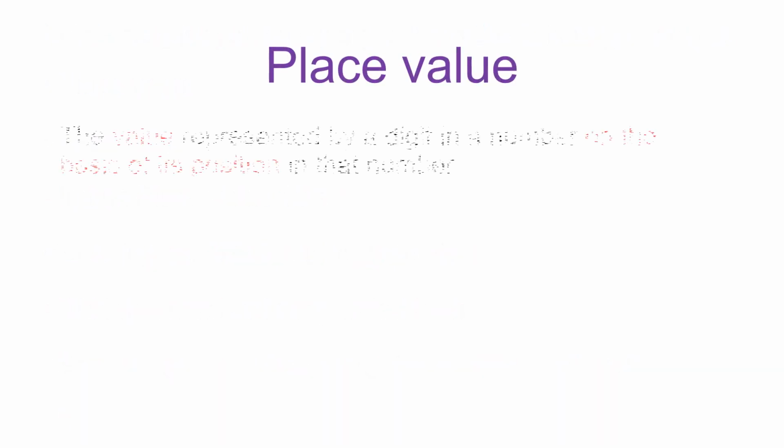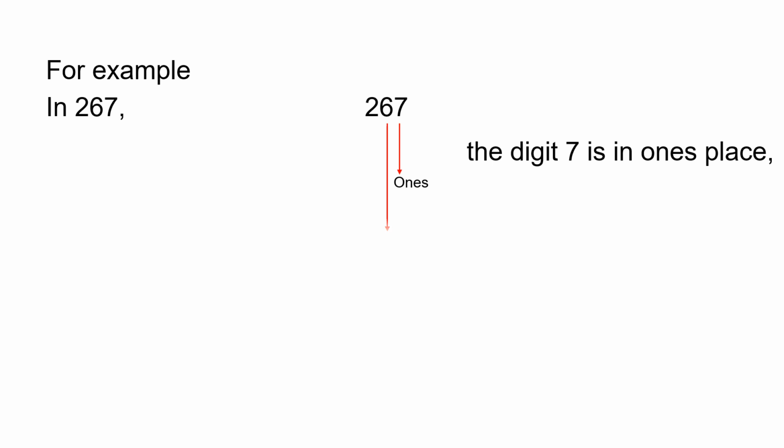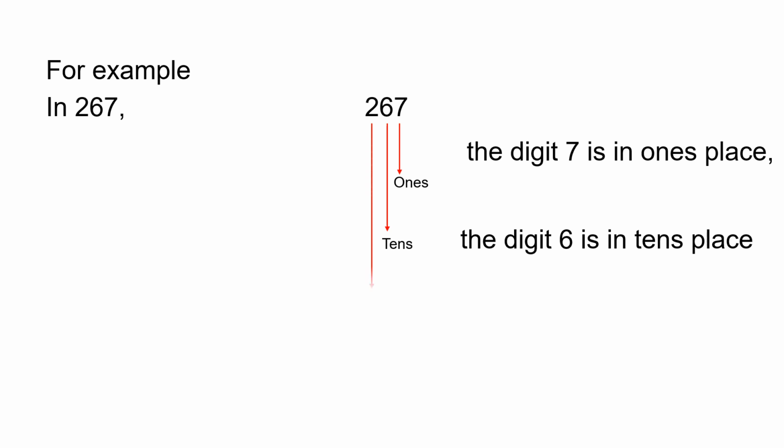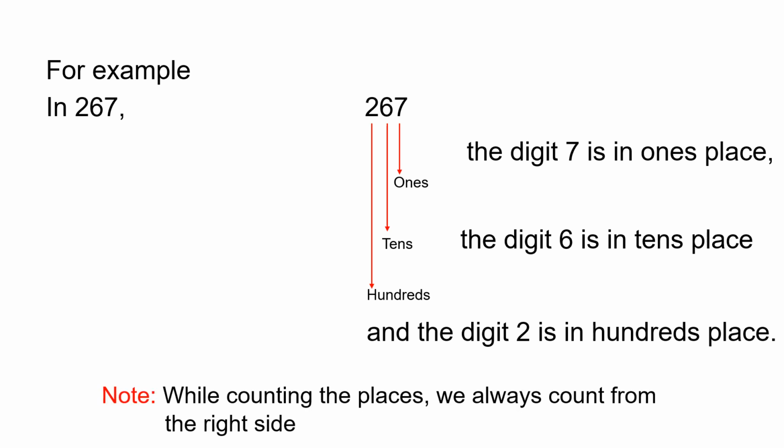Place value. The value represented by a digit in a number on the basis of its position in that number. For example, in 267, the digit 7 is in ones place. The digit 6 is in tens place. And the digit 2 is in hundreds place. While counting the places, we always count from the right side.